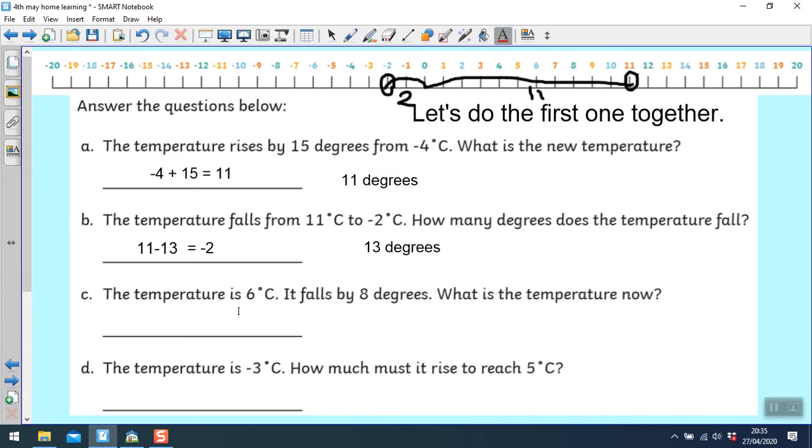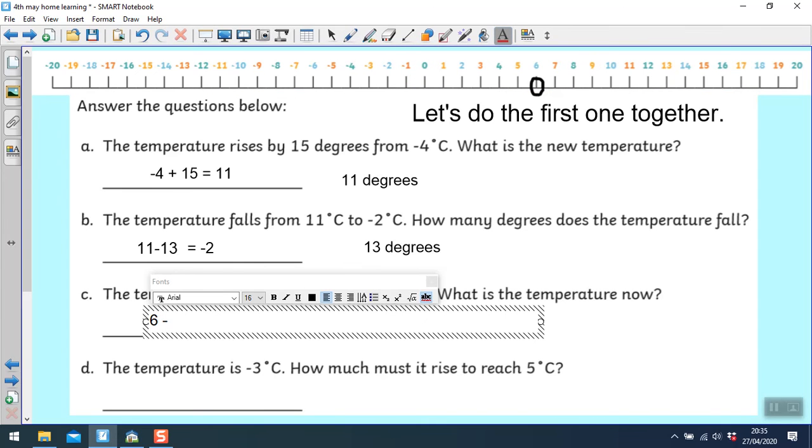The temperature is 6 degrees Celsius. It falls by 8 degrees. What is the temperature now? So it is 6 degrees, but it falls by 8 degrees. That means I've got to take 8 away. It was 6, but it's fallen 8. And I've got to work out what my new temperature is.